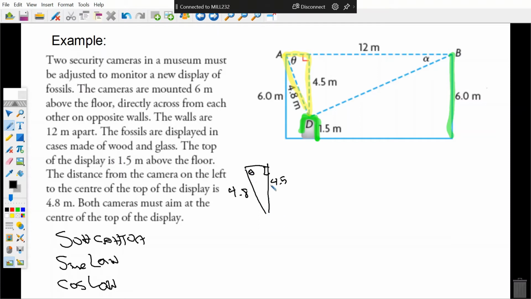So here we have opposite and hypotenuse. So I would use sine. Sine of the angle equals 4.5 divided by 4.8. And then second function sine will give me an angle of 69.6 degrees, which will round to 70 degrees.